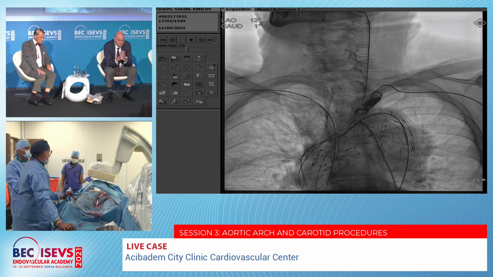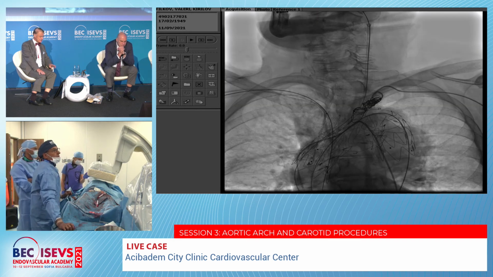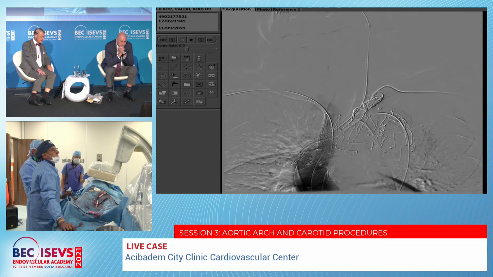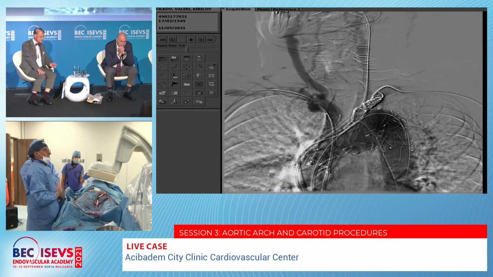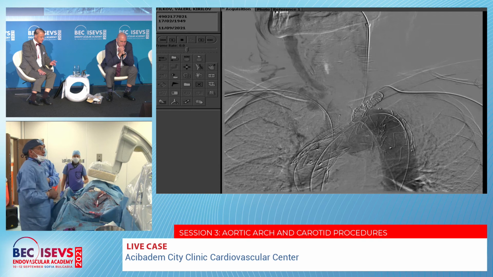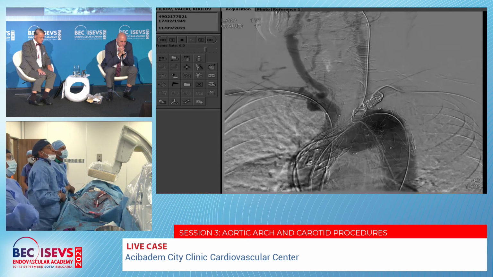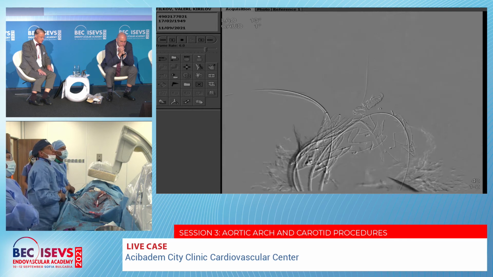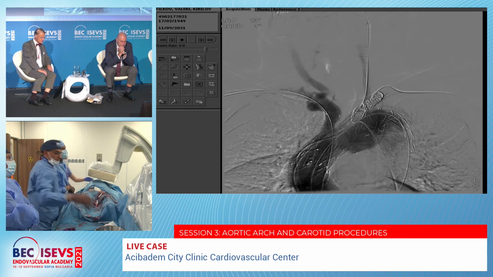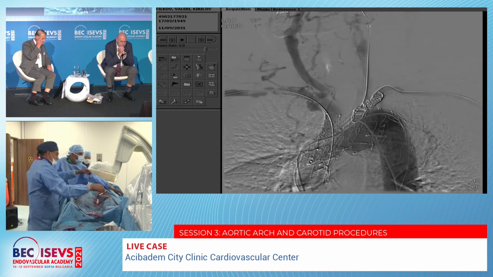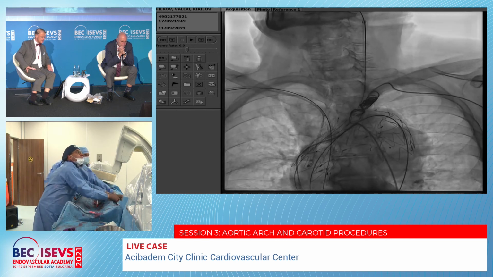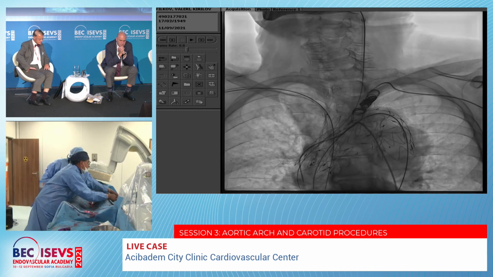And it also needs some time until it occludes, yes? So there is a little bit of flow, you see. I think when you wait another 2 hours, it will definitely be occluded. Very poor flow, it's much better. I don't see the vertebral artery anymore here.